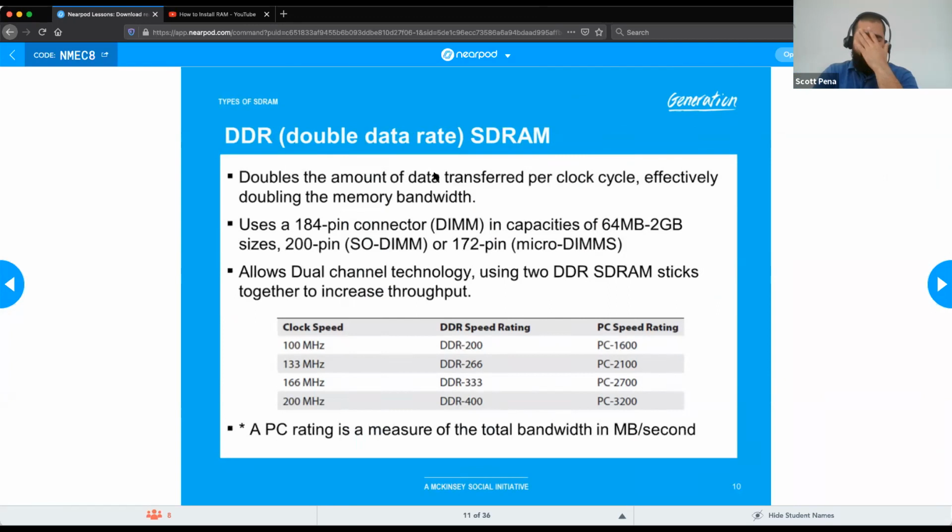Where would I see a micro DIMM? I don't know. Micro DIMM. So SODIMM goes in a laptop. DIMM goes into a regular desktop. Where would a micro DIMM go?